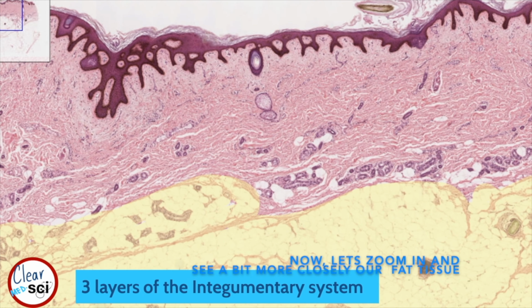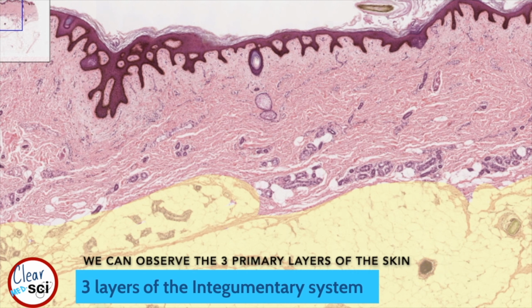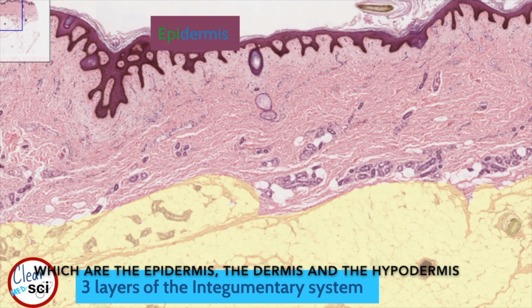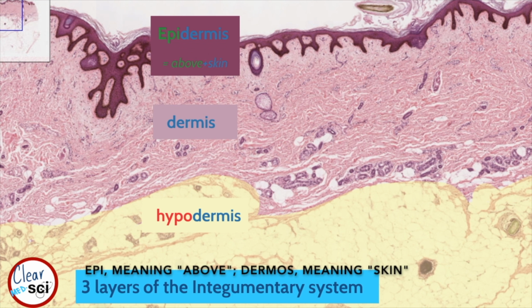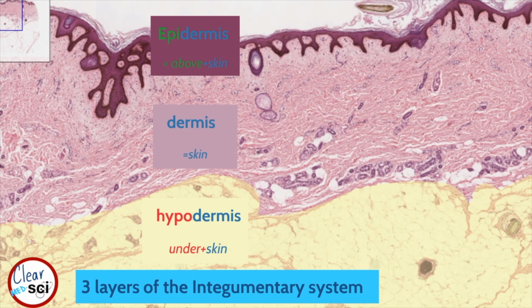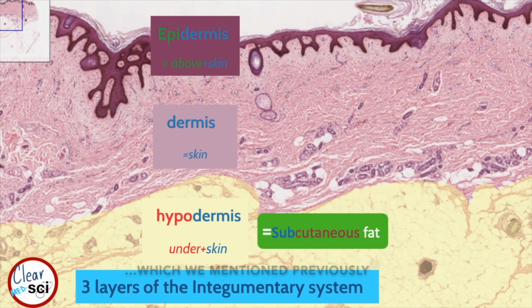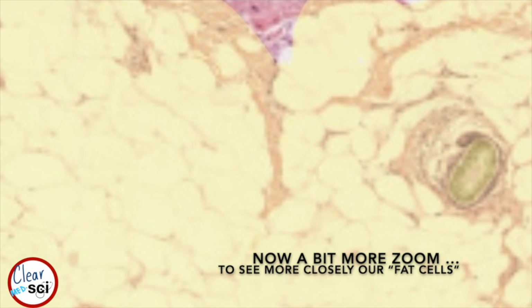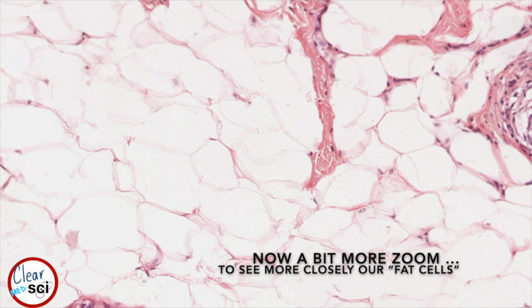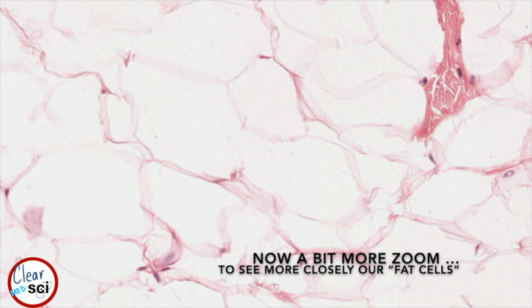Now let's zoom in and see a little bit more closely our fat tissue. We can observe the three primary layers of the skin, which are the epidermis, the dermis, and the hypodermis. Epi meaning above, dermos meaning skin, and hypo meaning under. Additionally, hypodermis is another name for the subcutaneous fat, which we mentioned previously. Now, a little bit more zoom. Let's see a little bit more closely our fat cells.